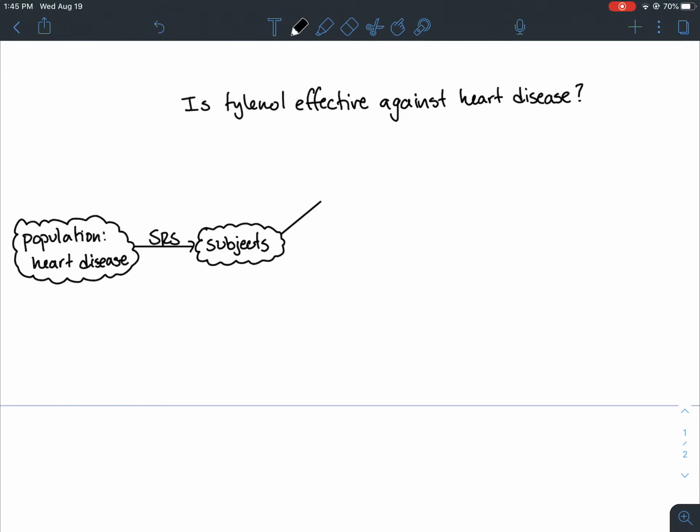Then I'm going to give the subjects another SRS and split them into two groups. This group here is going to be our control. And our control, we're going to give them a placebo. And a placebo is just a fake pill. It's basically just a sugar pill, so it won't do anything to the body. Then I want to see, for my treatment, I'm going to give these people the Tylenol.